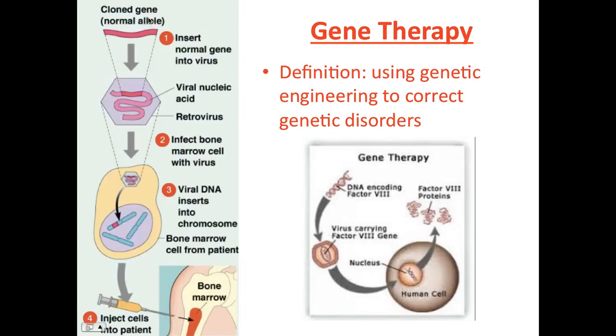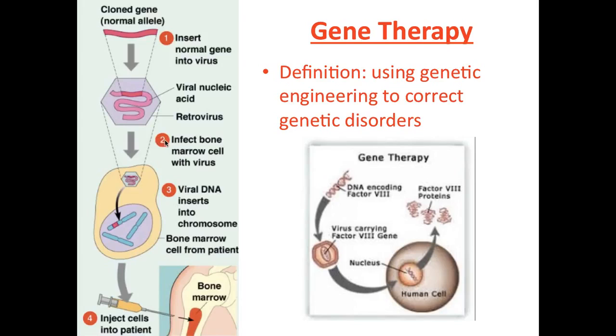We have the clone gene, normal allele. Okay, so here's the segment of DNA coding for a gene of interest. And we take that and we insert it into a virus. This shape here is a virus. This is the genetic material of that virus. And we can actually, in the lab, devise ways to take this gene and stick it into the virus.